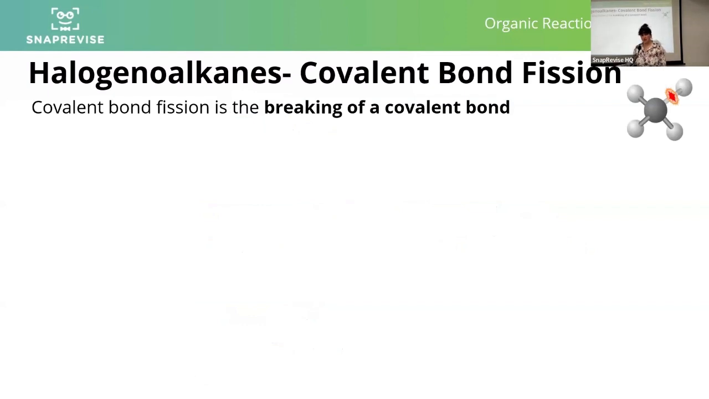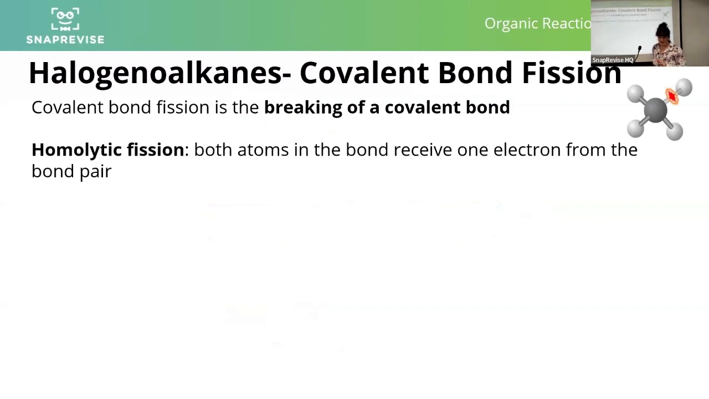So you don't need to know the curly arrow mechanisms for initiation, propagation, and termination. Sorry, for propagation and termination, but you do need to know it for the initiation step, because we need to talk about fission, specifically homolytic fission.